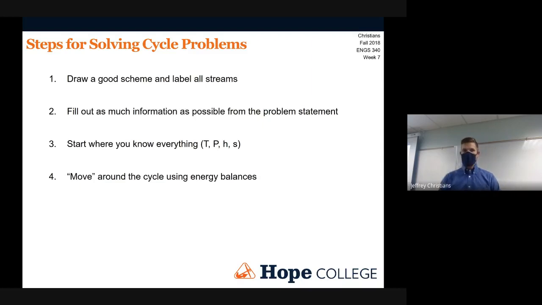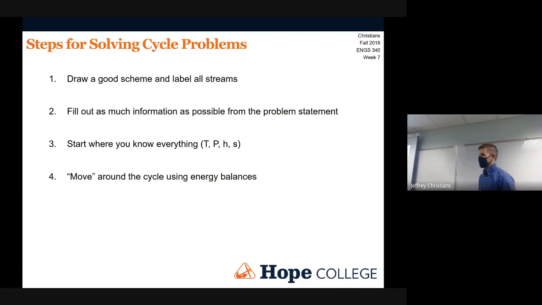Then the second step is to go back through the problem. So that should be the first step, you're not trying to fill out temperatures and pressures. You're just trying to say, okay, it goes from a boiler into a turbine and then back, and how do I go around the circle? Draw a picture. The second step is to go back through the problem statement and start filling out the information that you're given and putting it onto your scheme, so that you have all of the given information and can just work with that picture.